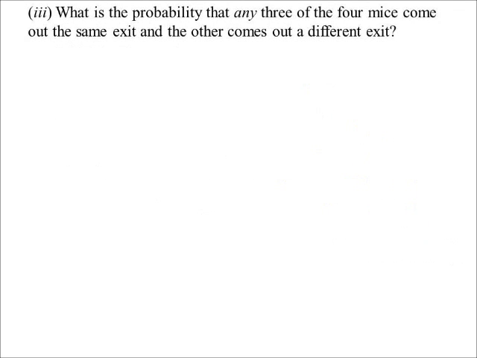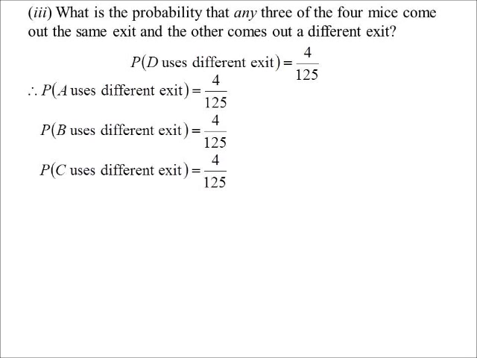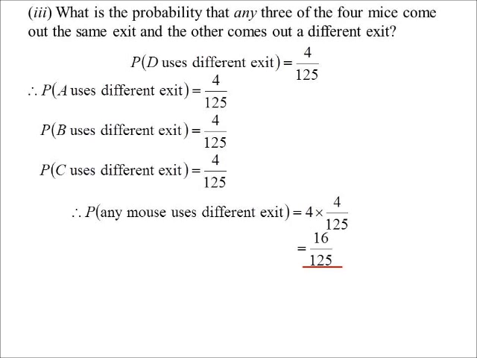It then said, well, okay, but what's the probability that any 3 of the 4 mice go out the same exit and the others go through a different exit? We just worked out the probability that D uses a different exit is 4 in 125. Well, A, B, C and D were just letters. I could have picked any letter. So logically then, the probability that A uses a different exit would also be 4 in 125. B uses a different exit would also be 4 in 125. C uses a different exit, 4 in 125. So therefore, the probability that any mouse uses a different exit to the other 3 must be 4 lots of 4 in 125. So 16 lots of.